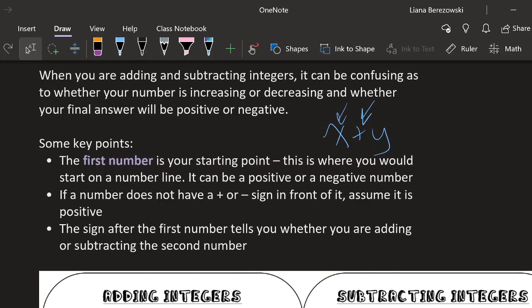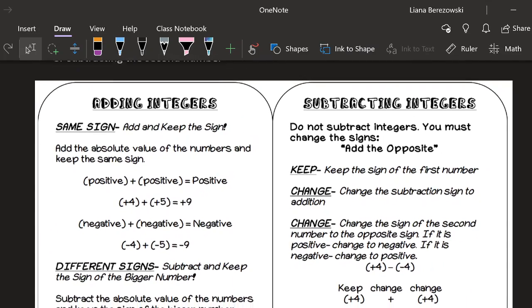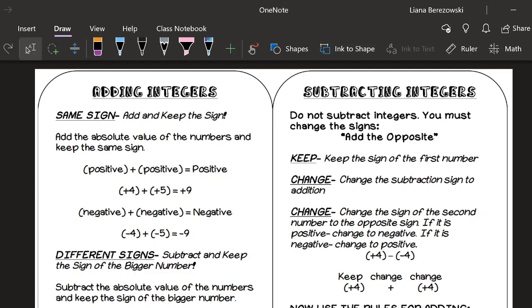So this chart might look familiar to you guys. We spent a little bit of time using it to practice our addition and subtraction. So let's talk about adding integers first. When we're adding integers that have the same sign, it's really easy. All we do is we add the value of the numbers and then keep the sign.